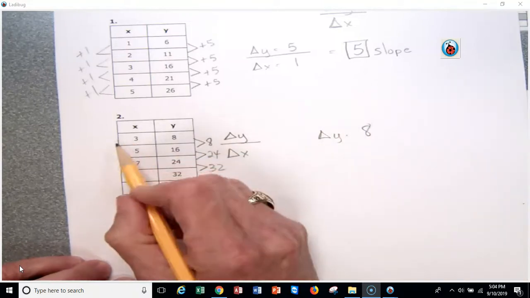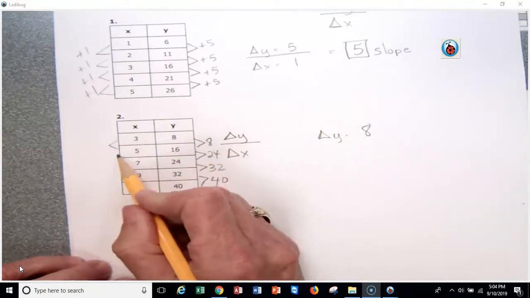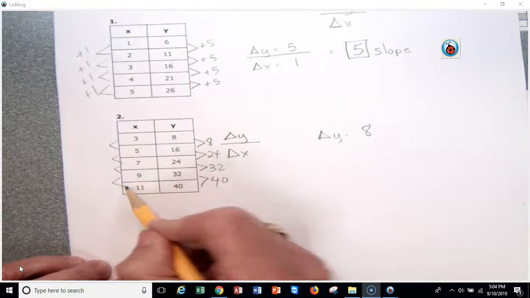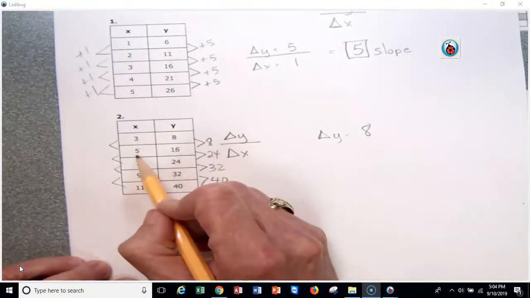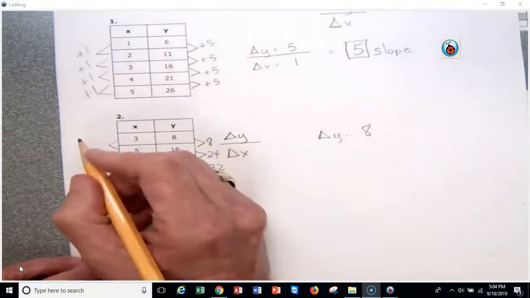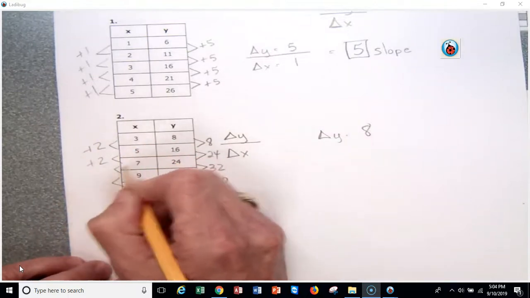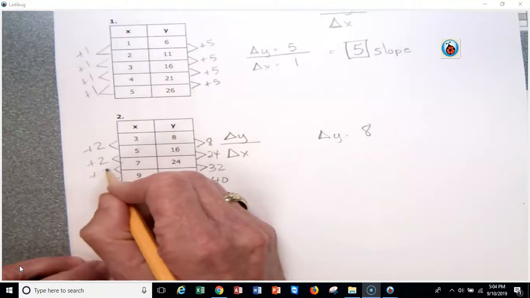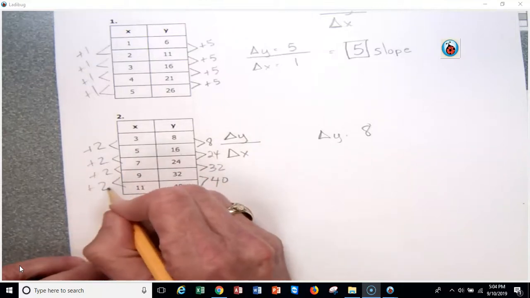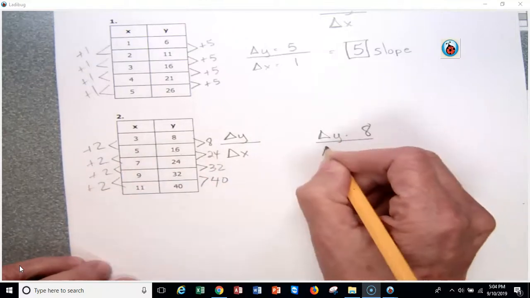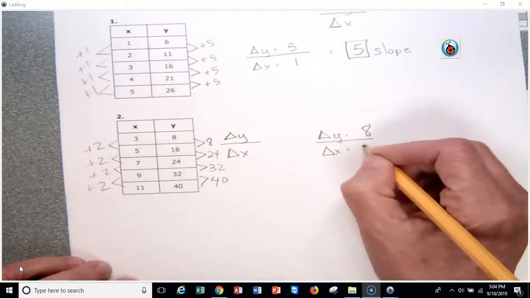And let's look over here. Our change in x is a little bit different from example 1 because we go from 3 to 5. Well, to get from 3 to 5, we add 2. 5 plus 2, 7 plus 2 is 9. 9 plus 2 is 11. So we're going to say the change in x is 2.